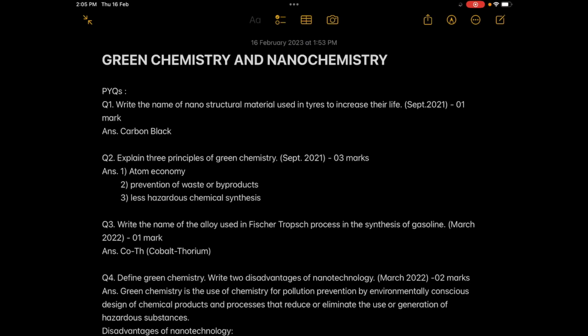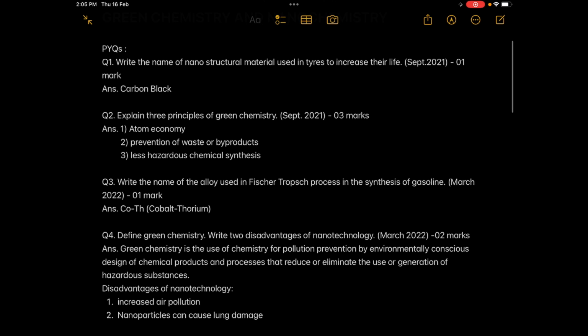Board exams are near and we are struggling with a vast syllabus. Let's take a small topic today and try to cover it so that we are assured of 4 marks by covering this small topic. The name of the topic is Green Chemistry and Nanochemistry. Let's start with the previous year's questions first.